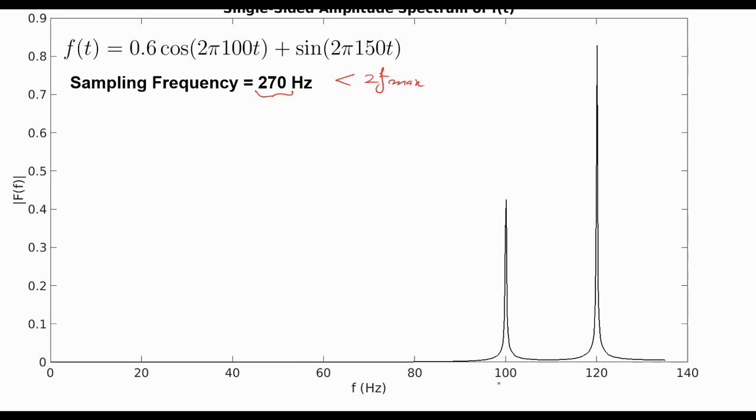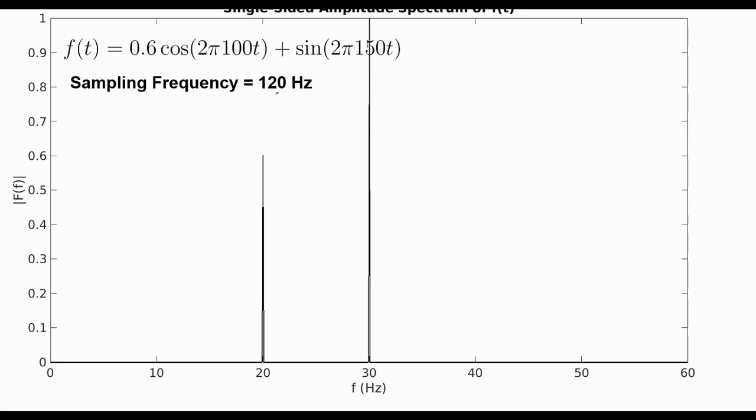So we have a peak in our amplitude spectrum at 100 Hz that corresponds to this component, and that's because the sampling frequency of 270 Hz is still greater than 2 times 100 Hz. Therefore, that frequency component is correctly captured by the DFT. However, the component that is at 150 Hz now appears to be at 120 Hz, and clearly that's not correct, and this is because of sampling at a frequency of 270 Hz.